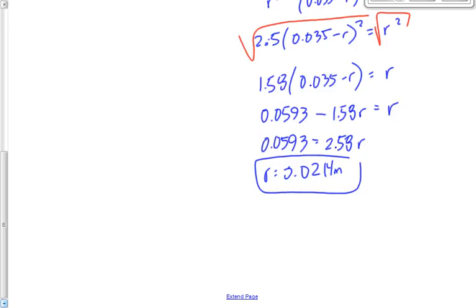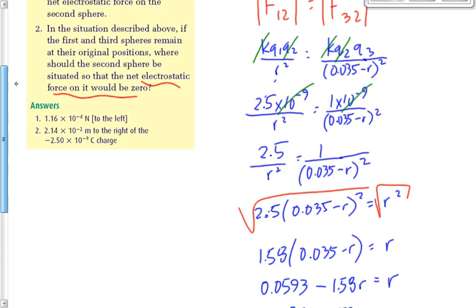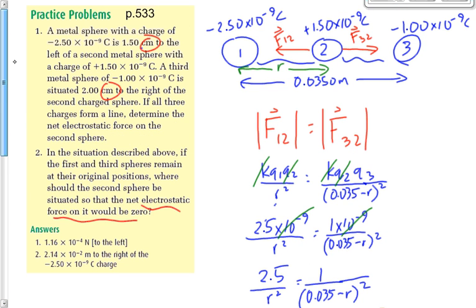Beautiful. R is 0.0214 meters, 2.14 centimeters, right? What does that tell us? It tells us that charge number 2 has to be 2.1 centimeters to the right of charge number 1. How far away from number 3? Well, 3.5 minus 2.1. Got it?